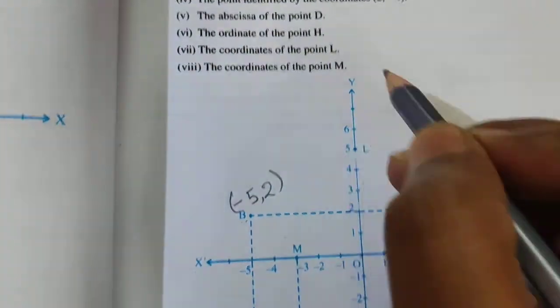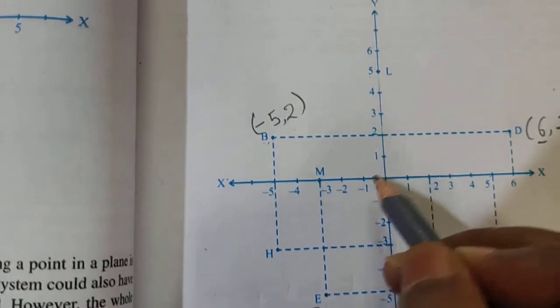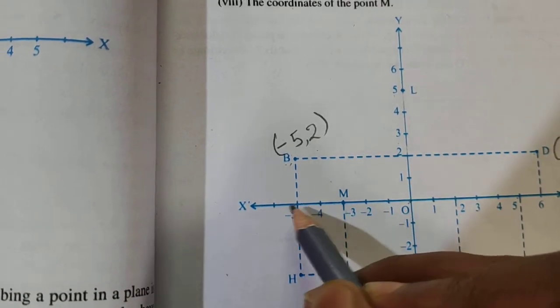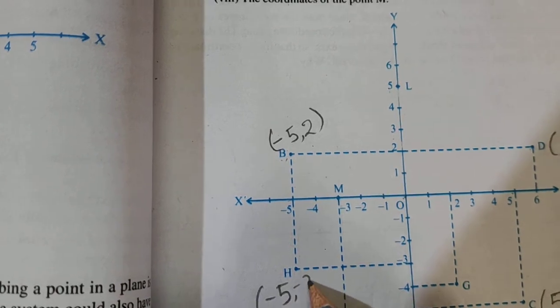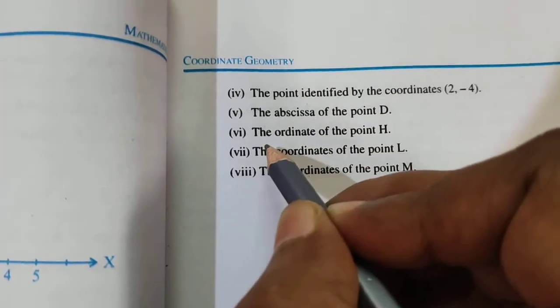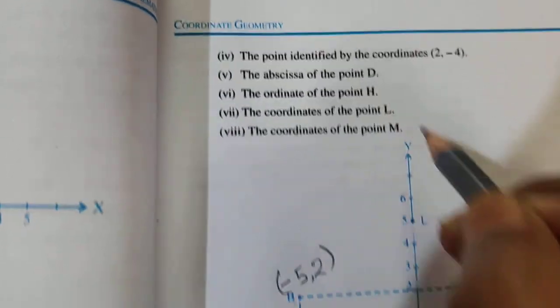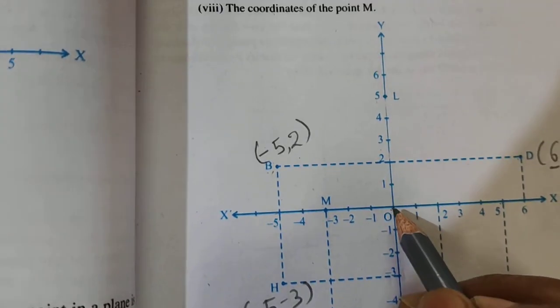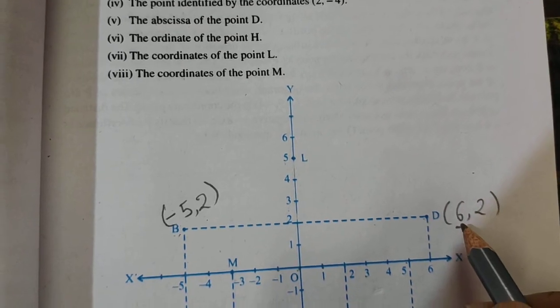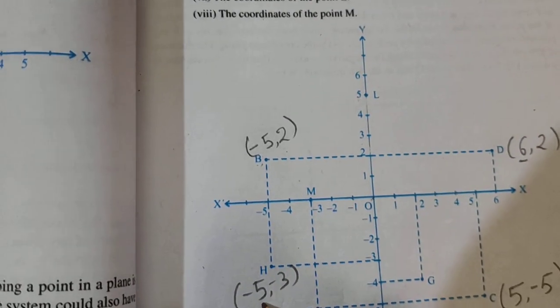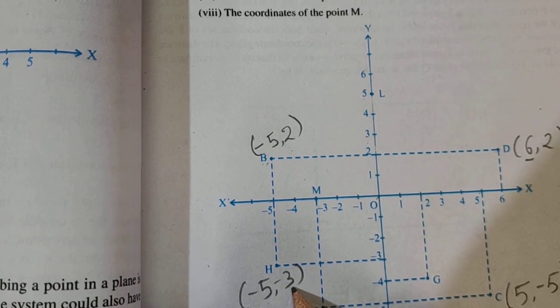The ordinate of the point H. Minus 1, minus 2, minus 3, minus 4, minus 5, minus 3. So what is asked in the question? The ordinate of the point H. What is the meaning of abscissa? Abscissa means x coordinate, and ordinate means y coordinate.